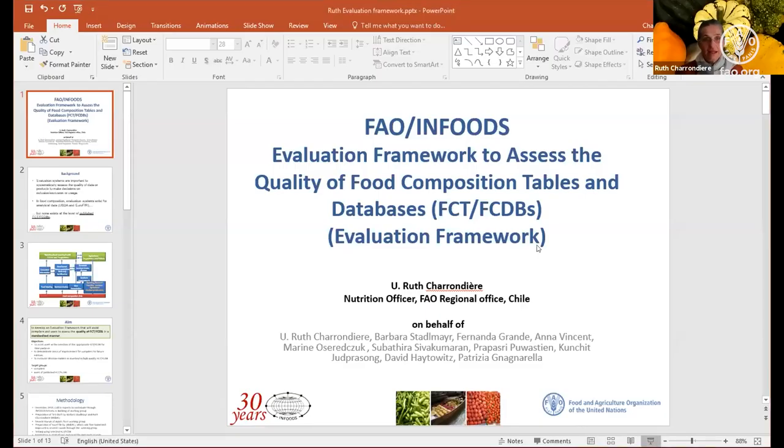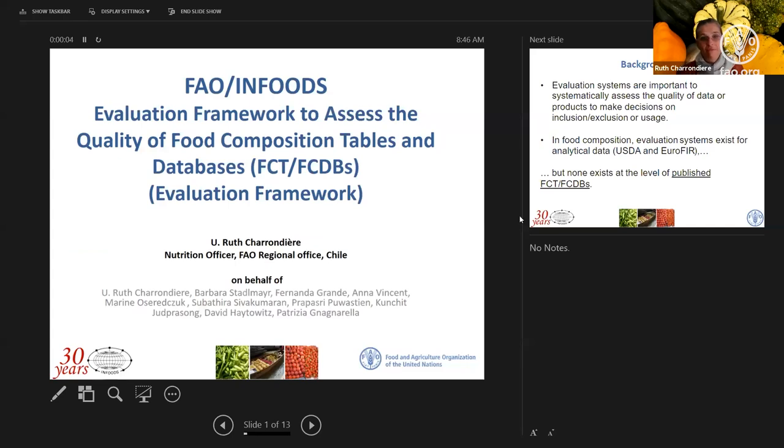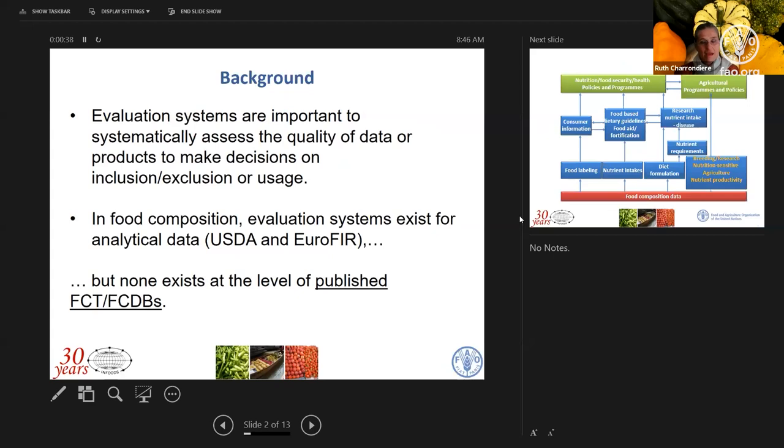Having said so, I would like to start with the presentation of the FAO INFOODS evaluation framework to assess the quality of food composition tables and databases, which we call very shortly the evaluation framework. And it is a product from many different people: from me, from Barbara Stadelmeier, Fernanda Kande, Anna Vincent, Marin, who is here, Suba Prabhasi, who is also here, Kunjit, who is here, David Haydowitz, and Patricia Knall-Gnarella.